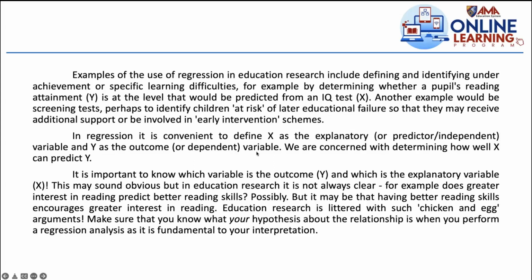So in regression, it's convenient to define X as the explanatory, predictor, or independent variable. This is important, class, because in the next lesson we'll use mostly "explanatory," but you're more familiar with "independent." So if it's mentioned, you know already it's independent. And Y is the outcome or dependent variable. In the next lesson, this is more called the response variable. But again, it's still mentioned as the dependent, though usually it's called the response. It's the same thing as dependent anyway.